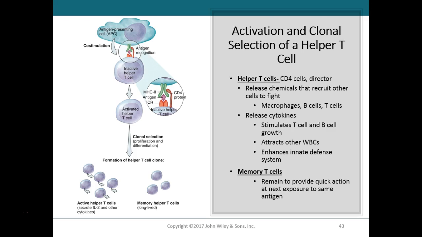So now we have memory T cells that have been formed that are going to be able to respond the next time that particular antigen is present in the body. But those active helper T cells are going to start secreting a variety of cytokines. So cytokines are small proteins that enhance the activation and proliferation of T cells, B cells, and natural killer cells. So the helper T cells are going to help the immune response by secreting chemicals that cause more cells to be activated and more cells to be made.